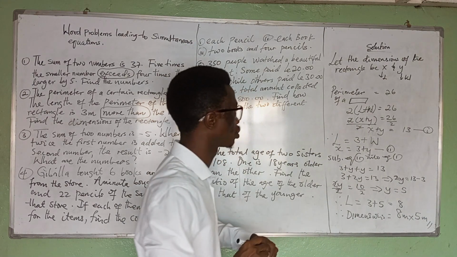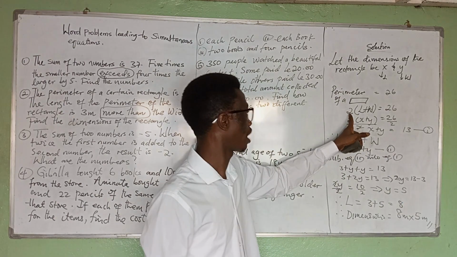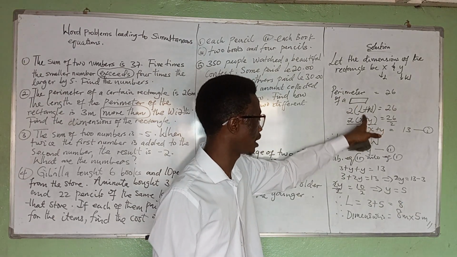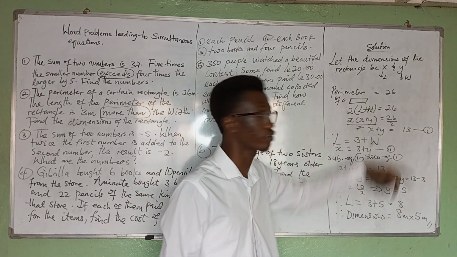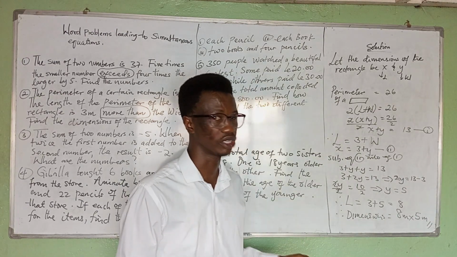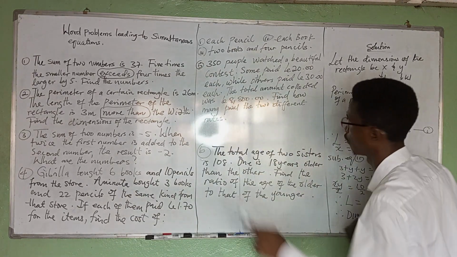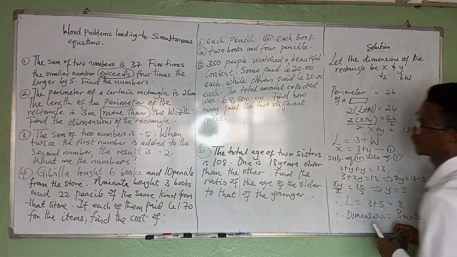Now, if you go back to the question and see whether your answers are correct, you find out that this is 2 times the length plus width, 8 plus 5. 8 plus 5 is 13. 13 times 2, you are going to have 26, which is the perimeter of the rectangle. Okay? So that's it for the second problem.